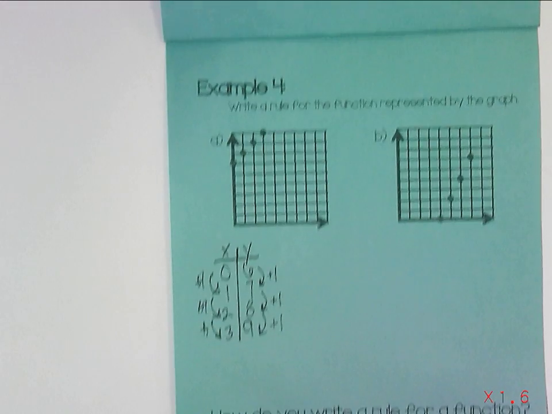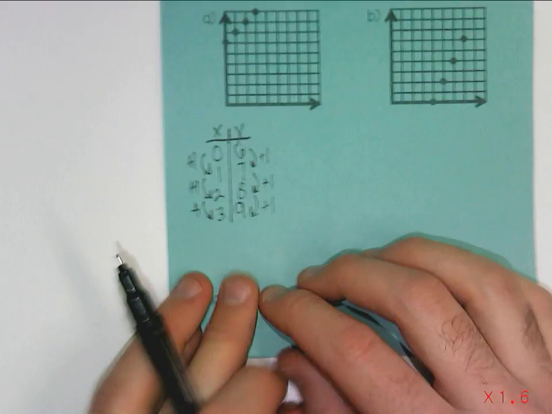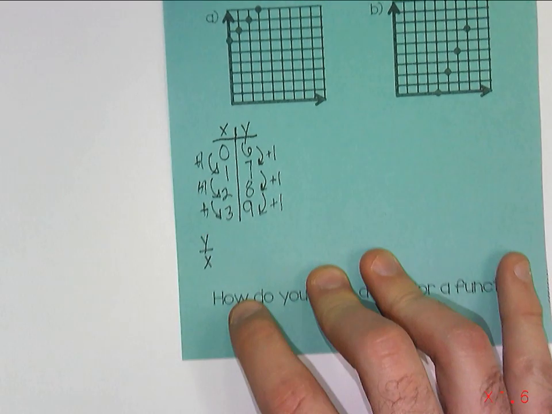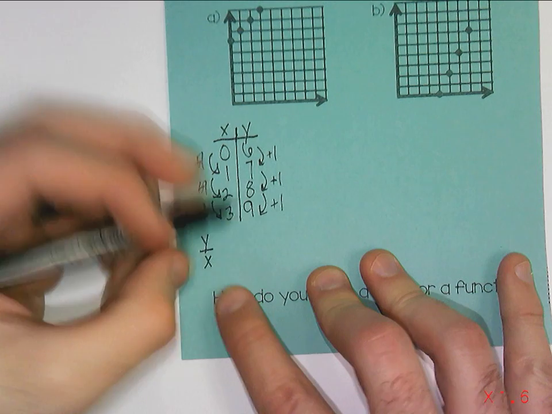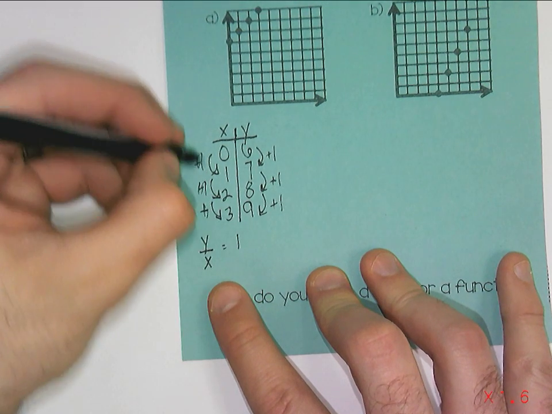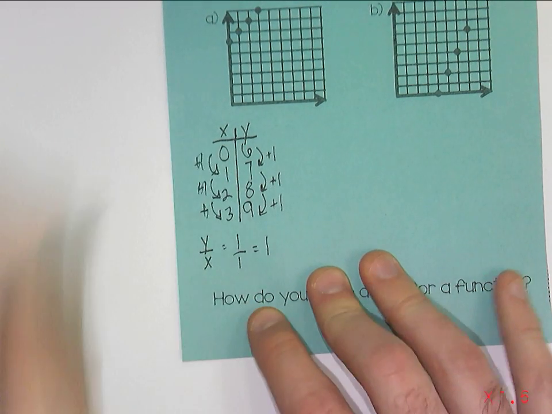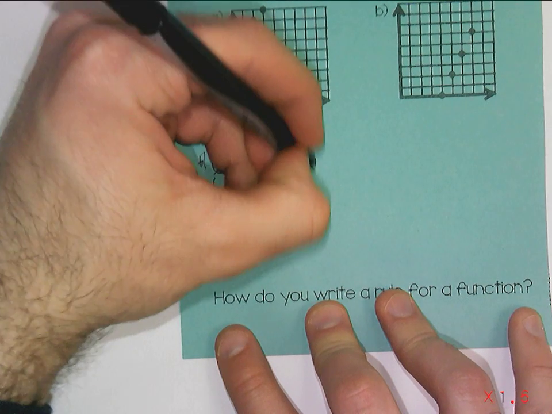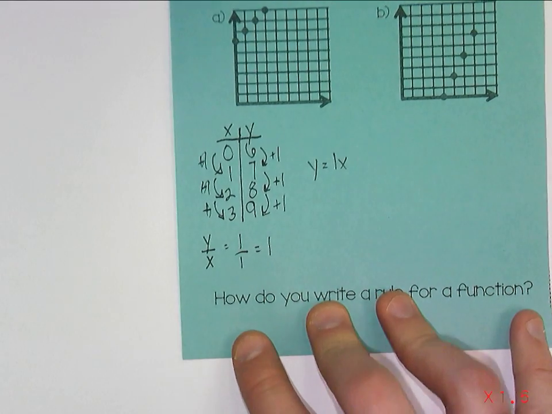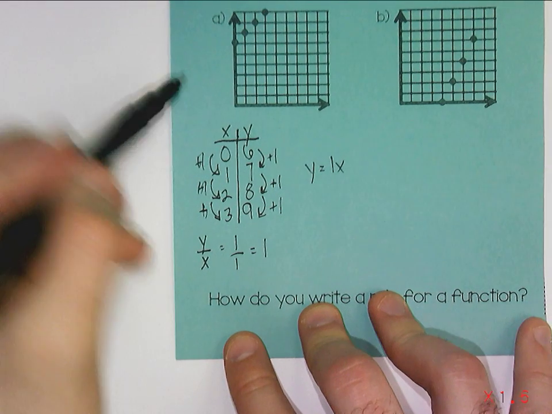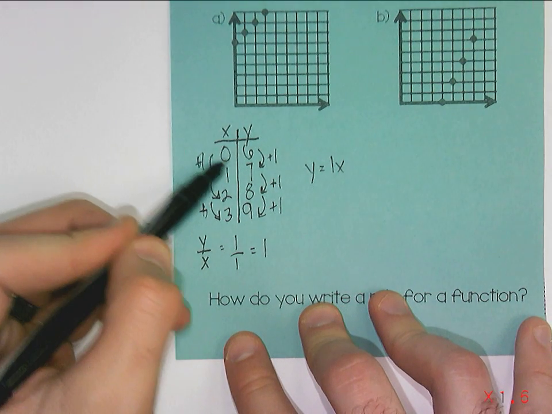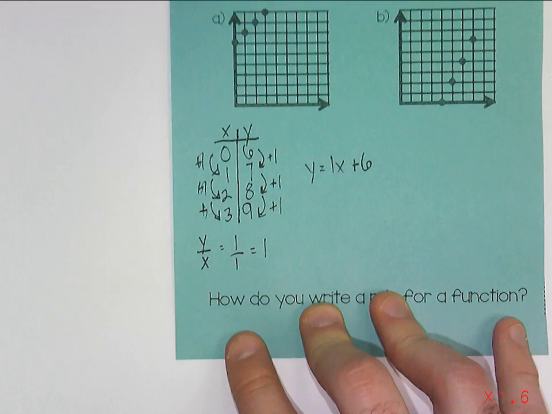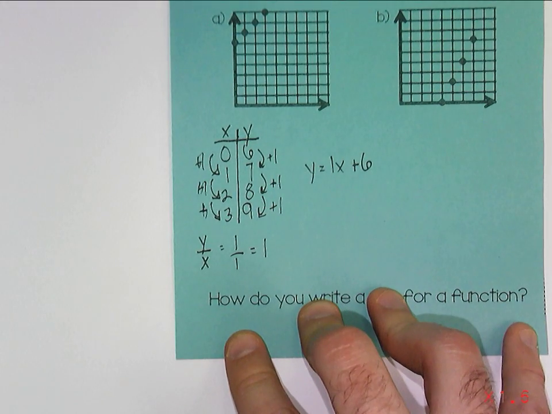Now remember, to find that first part that's next to x, which is really our slope, is going to be change in y over change in x. So we know that our change in y is 1, and our change in x is 1, so that's 1. And like I said, we'd have y equals 1x. Now we're going to find where x is 0, and in this case, x is 0 here, and our y value is 6. So we'd add 6 to that. So our equation here is y equals x plus 6.